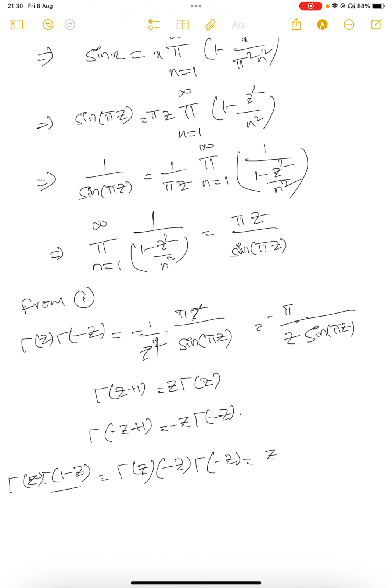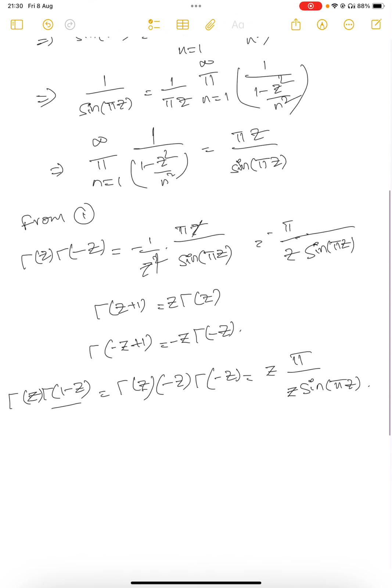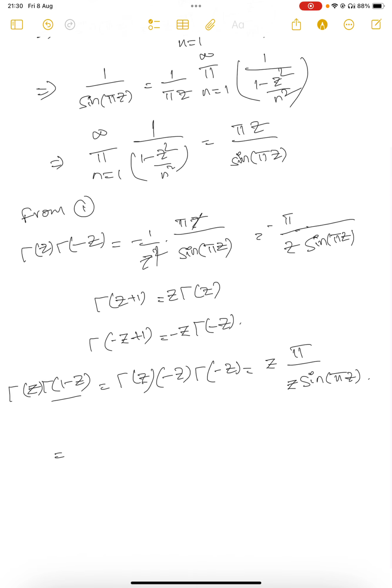Which is pi by z sin pi z. This z will get cancelled, and what will be remaining is gamma of z into gamma of 1 minus z is pi by sin pi z. Right? This is the desired result.